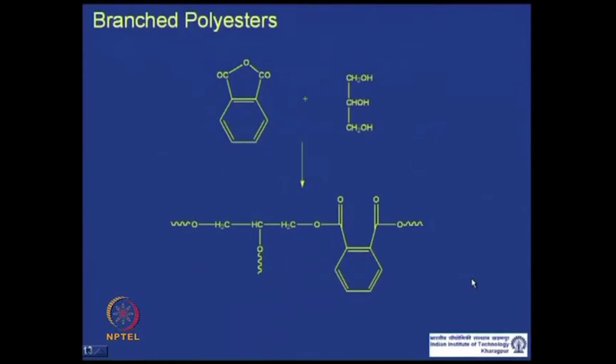We move to next. Say we are just given generic example of branching and cross linking in last lecture. Here I show you definite examples. You have a phthalic anhydride here and you have a glycerol. When these two react, it forms a linear chain along with a branch coming from this hydroxy group. So, this is one example of synthesizing branched polyester.